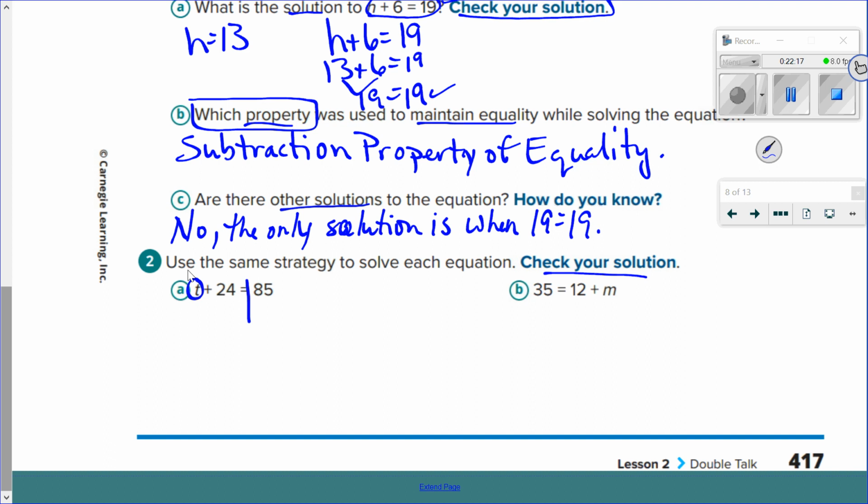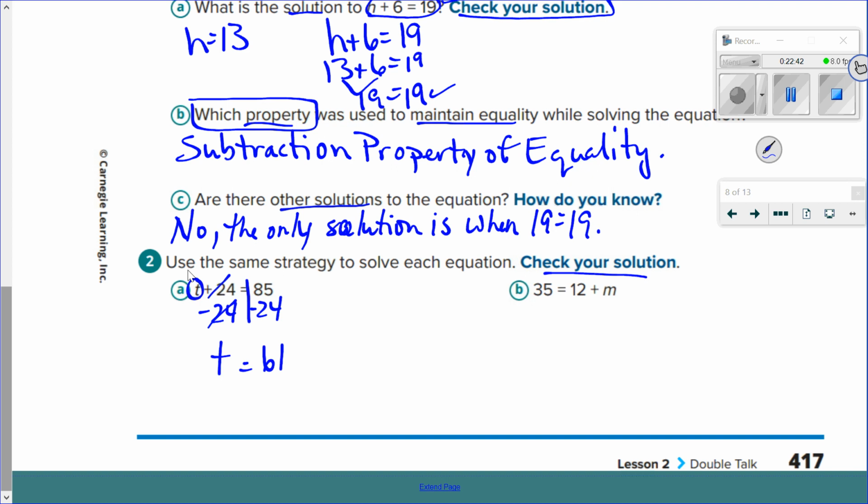In this case, now I look at the operation. So what operation is happening? Plus. So the opposite would be subtract. So I do the opposite operation with that number on both sides of my equation. Why? Because 24 minus 24 is 0. T plus 0 is t. We just talked about that property. 85 minus 24 gives me 61.